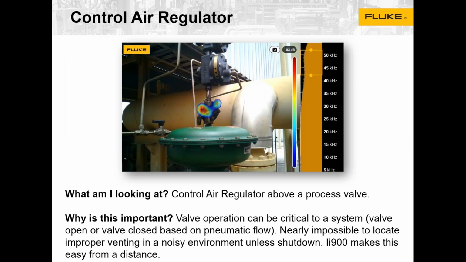Okay, control air regulator and valve operation is pretty critical in a lot of places, but it's hard to troubleshoot this. So here's an example where knowing exactly where the leak is, pinpointing it, can help you determine what the real issue is. It's not just, well, there's a blob in some area. You can move around, get closer, and determine really what joint is leaking.